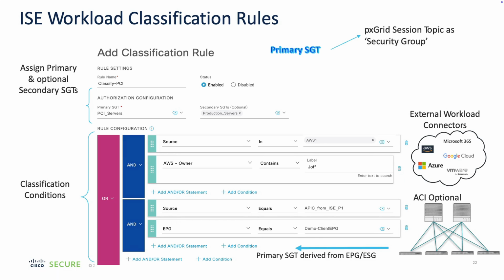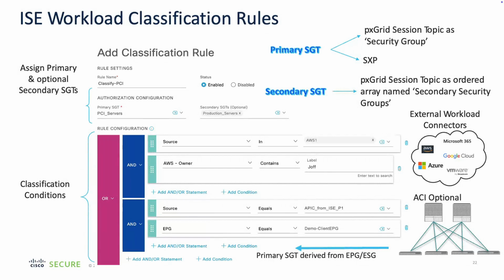And there may be some questions on primary and secondary SGT, but the primary SGT is what we've always used as SGT. We've sent that out through pxGrid, and we've sent it out through SXP. It's the secondary SGT which is the new concept here, but we share that as an additional entry in the session topic, and it's sent as an array, because you can have more than one secondary, and it's sent as the secondary security groups.